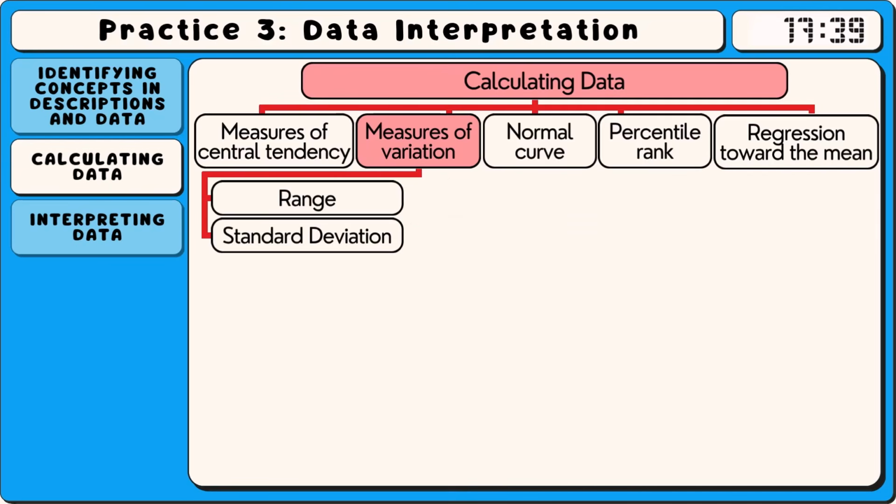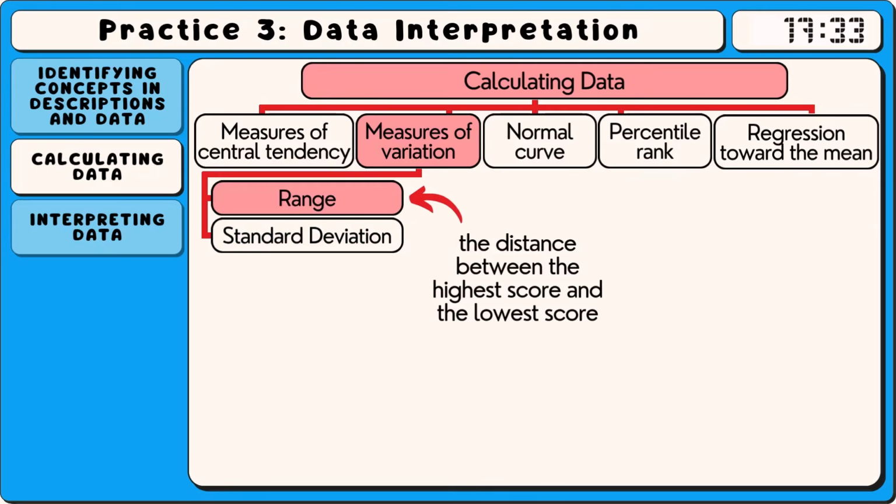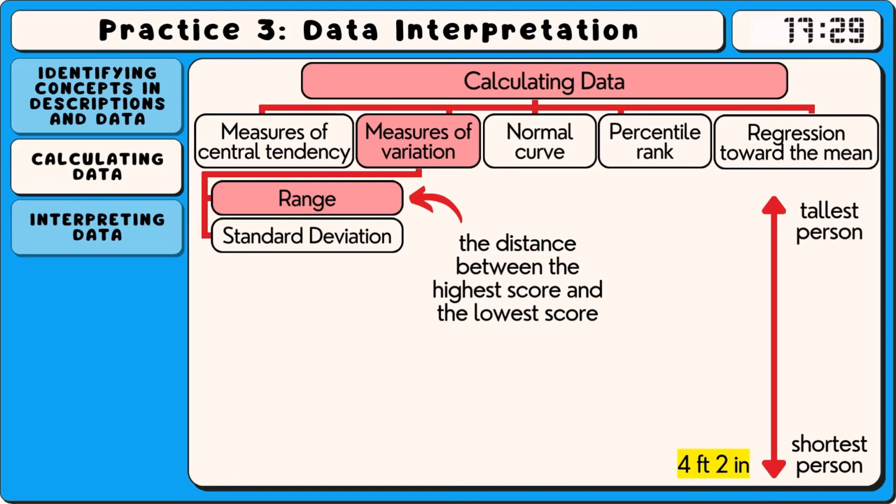For this, the AP Psychology course description requires you know about 2 concepts: range and standard deviation. Range is the distance between the highest score and the lowest score. For example, if the shortest person in a group is 4 feet 2 inches tall and the tallest is 4 feet 9 inches tall, the range is 7 inches.